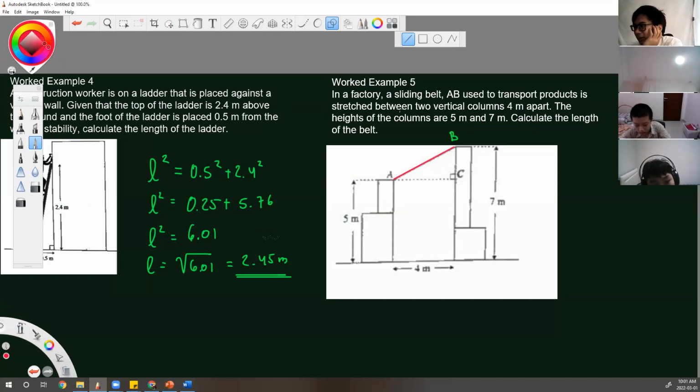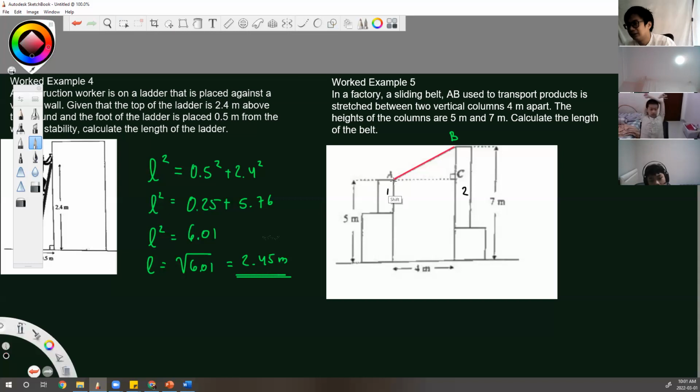The product stretches between two vertical columns 4 meters apart. So what is a column? Tembok. This is column 1, and this is column 2. And 4 meters apart. Okay, 4 meters is given. And the heights of the columns are 5 and 7.